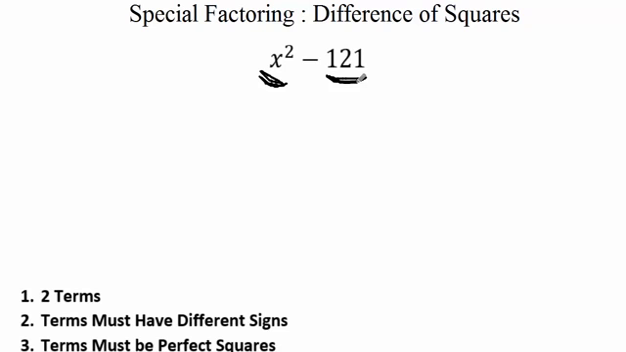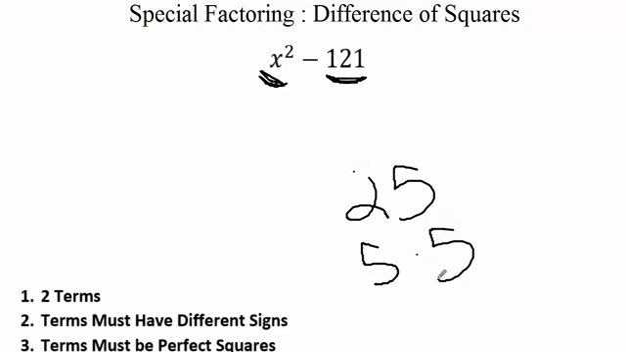So then, what is a perfect square? A perfect square is a number that has a factor that can be multiplied by itself to get that number. For example, the number 25 would be a perfect square because 5 times 5 gives me 25. 36 would be another example of a perfect square because 6 times 6 is 36.